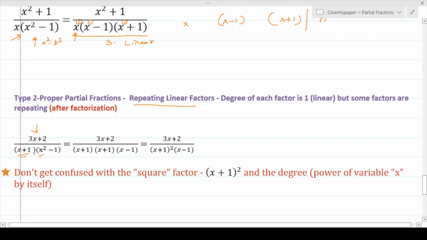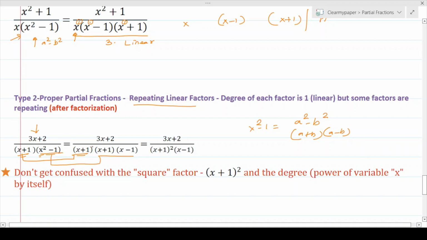But as always, we need to check if any of these expressions can be factorized or broken down into simpler terms. The answer is yes, because this x squared minus 1 that we have seen several times fits the identity of a squared minus b squared, and it can be factorized as a plus b into a minus b, which is what we have done here. So the first factor remains as it is, but the second factor, which is quadratic in nature, we are factorizing into these two terms using this identity.